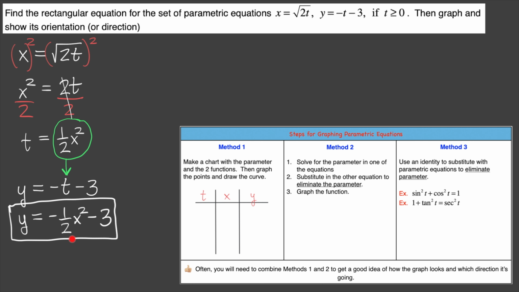So do you by any chance know what this graph looks like?